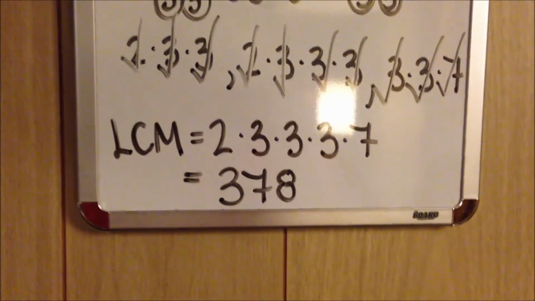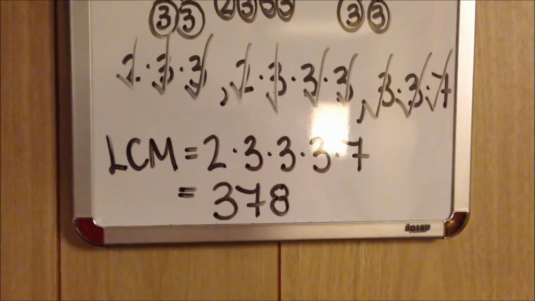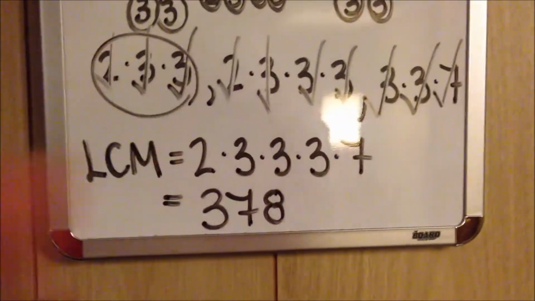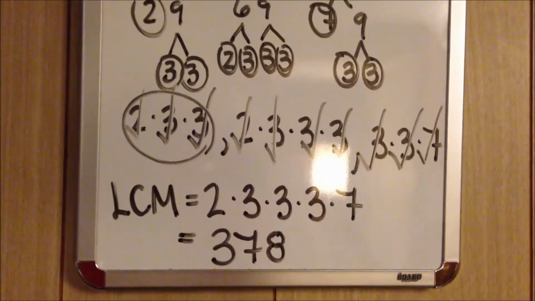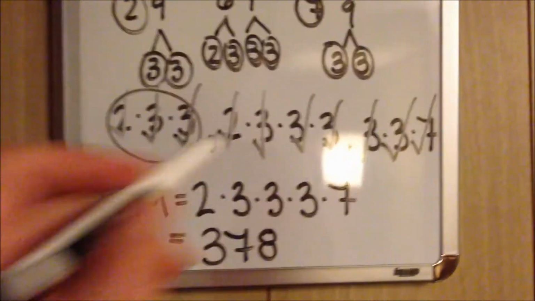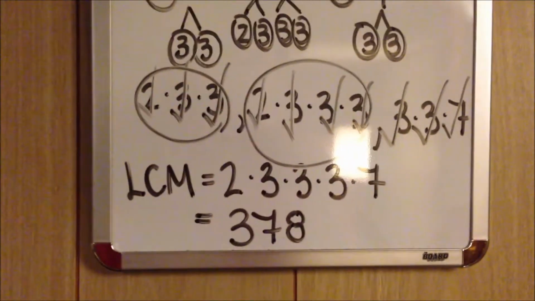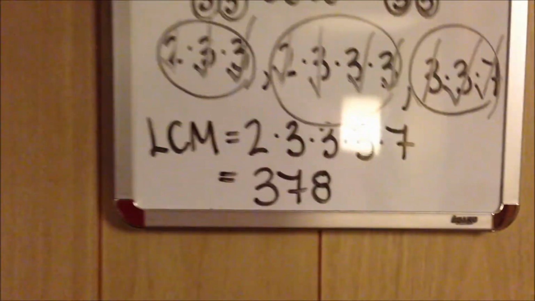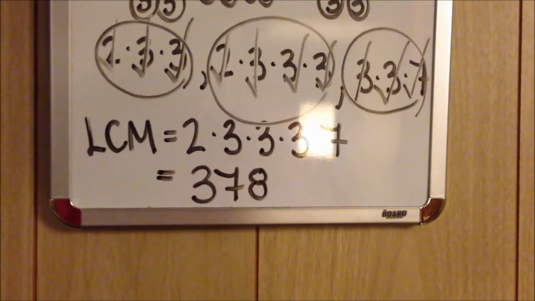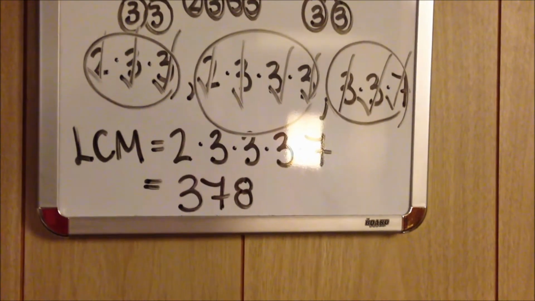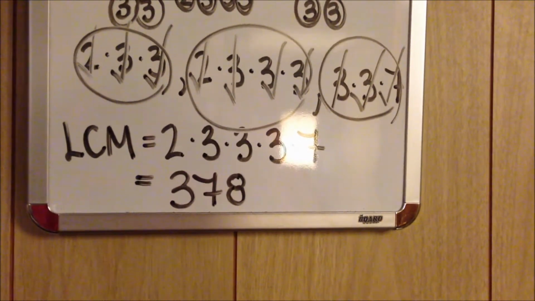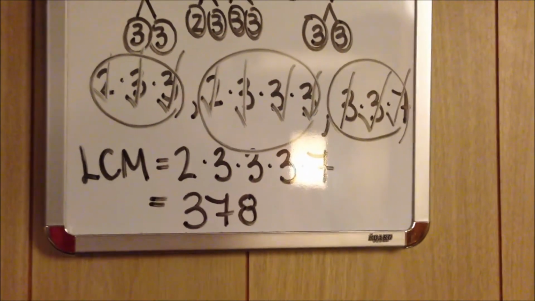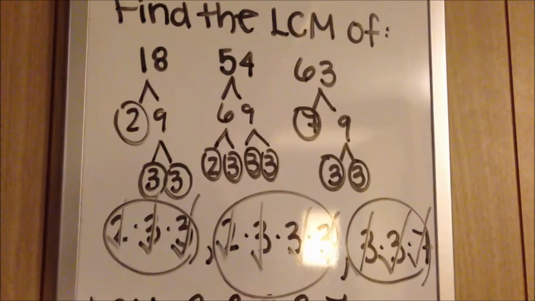Okay, so if you look at the LCM, we have 2 times 3 times 3 times 3 times 7. So ask yourself, in the number 18, is there 2 and are there 2 3s? Yes. In the number 54, is there 2 and are there 3 3s? Yes. And in the number 63, are there 2 3s and 1 7? Yes. So the LCM is 6 times 3, which is 18, times 3, which is 54, times 7, which is 378. Quite large, and it would take you a long time to do if you were to use the multiples.